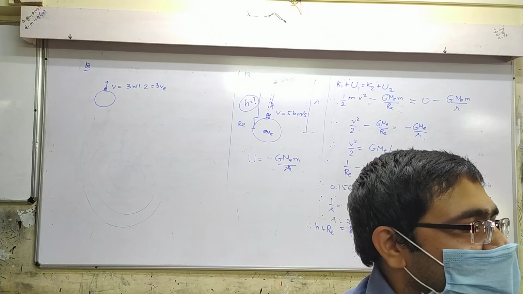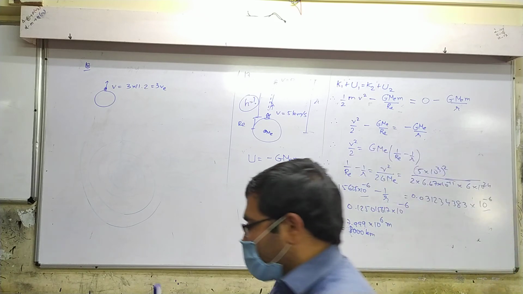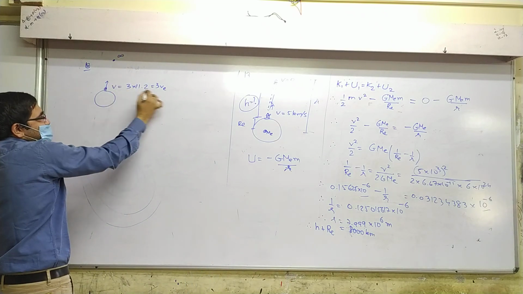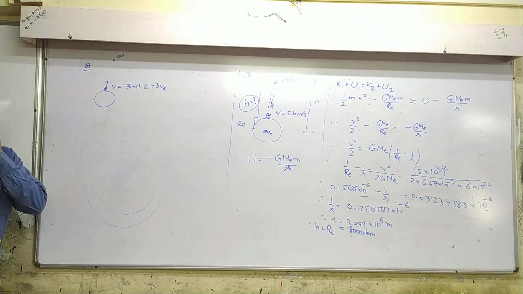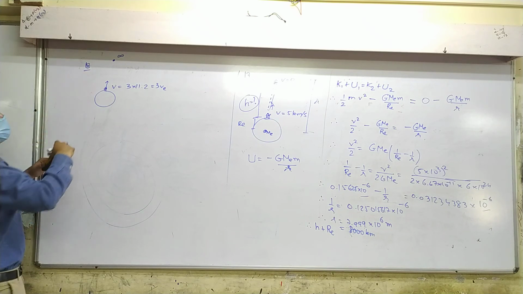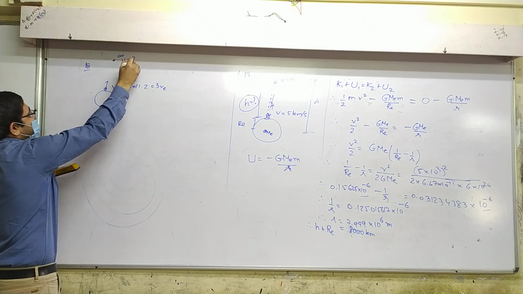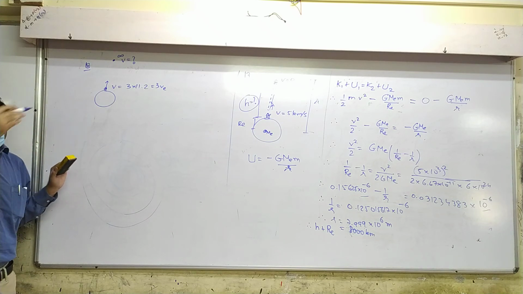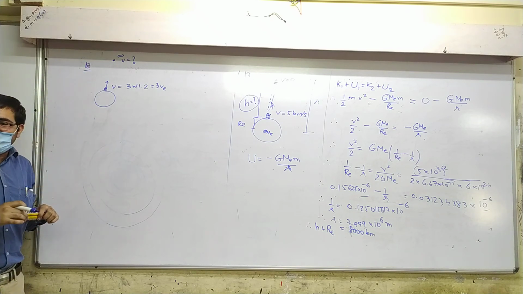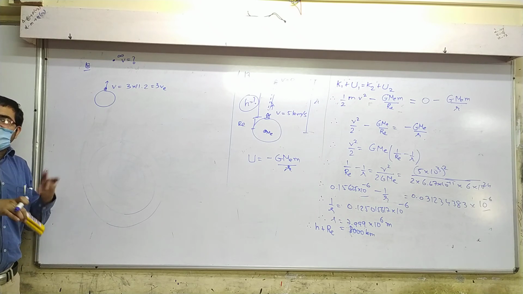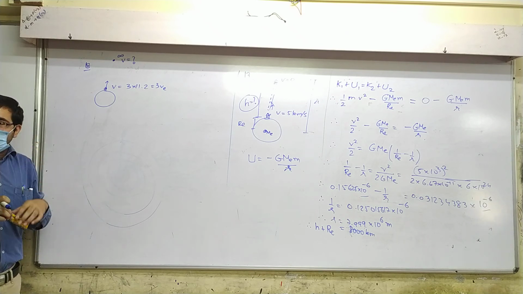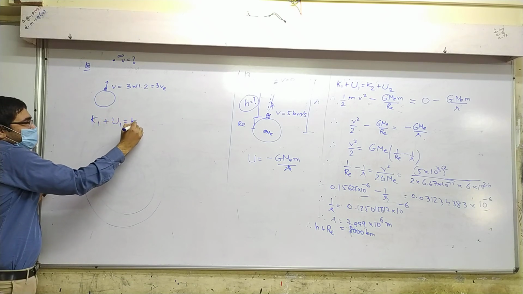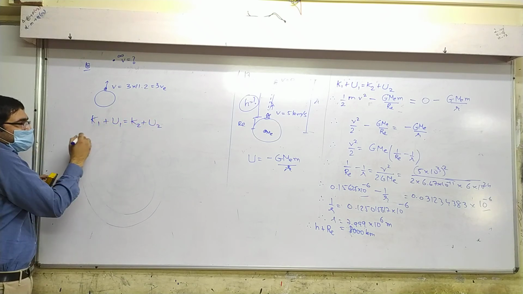Far away from Earth means where? Infinity. Very good. So this is going to infinity, launched with this speed, and we have to find what will be its speed when it reaches far away. Initial speed is given. We have to find the final speed. How do we do it? Again, k1 plus u1 equal to k2 plus u2. I will leave one step; the rest is for you to finish.